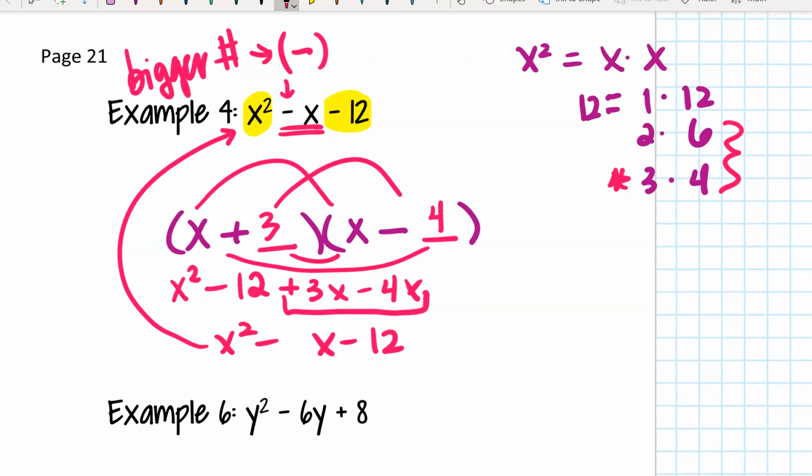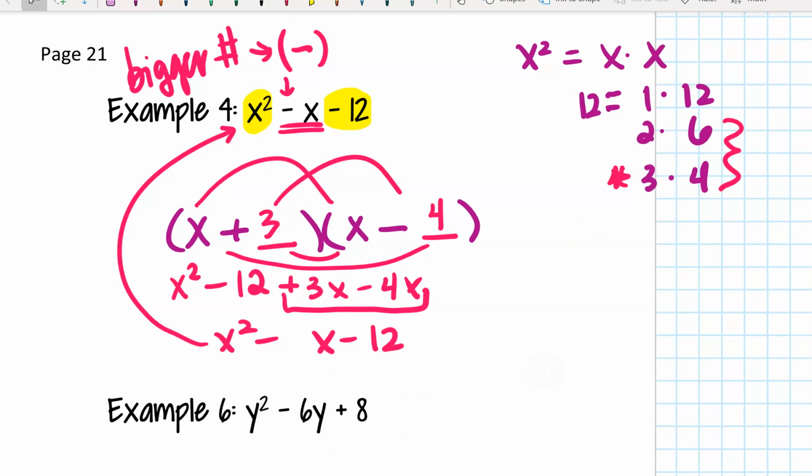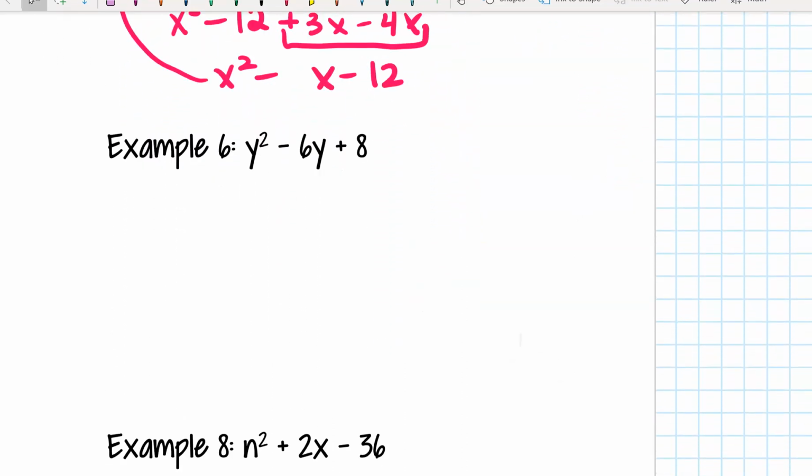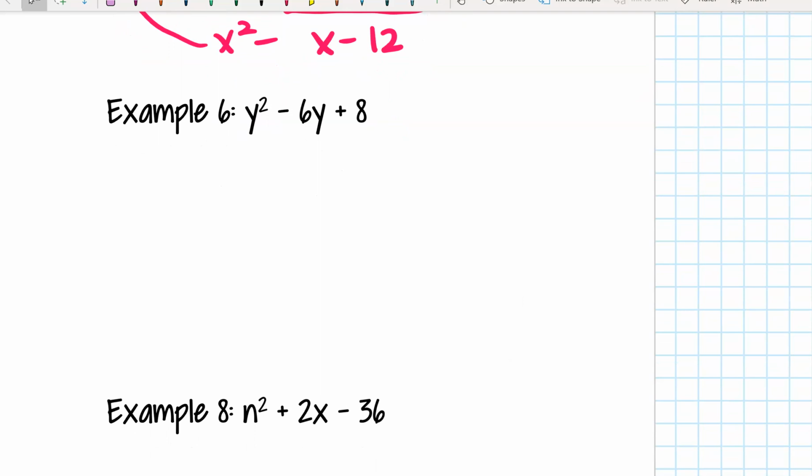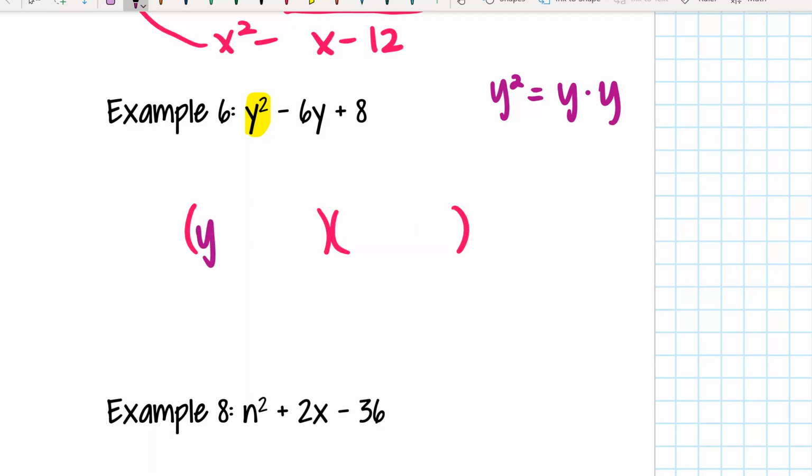So I want to do another type. So I want to go down here to number 6. Okay, I have y squared minus 6y plus 8. I know it's a trinomial, so I'm going to do my best to put them in the binomials we start with. I also know that even though this is not an x squared, it's a y squared, the only way you can get it is if it's y times y. Okay, that's the only way you can get that. So I know I'm going to have a y in my first term and a y in my first term for the second one. So now I want to take a look at my signs because that's going to help me out a lot here.